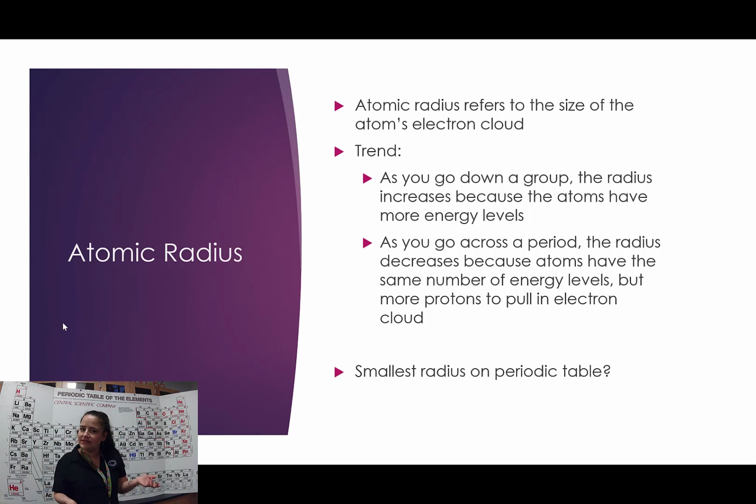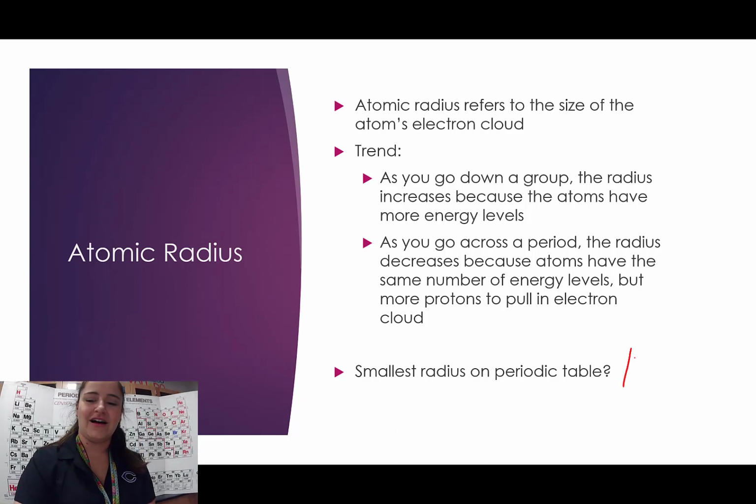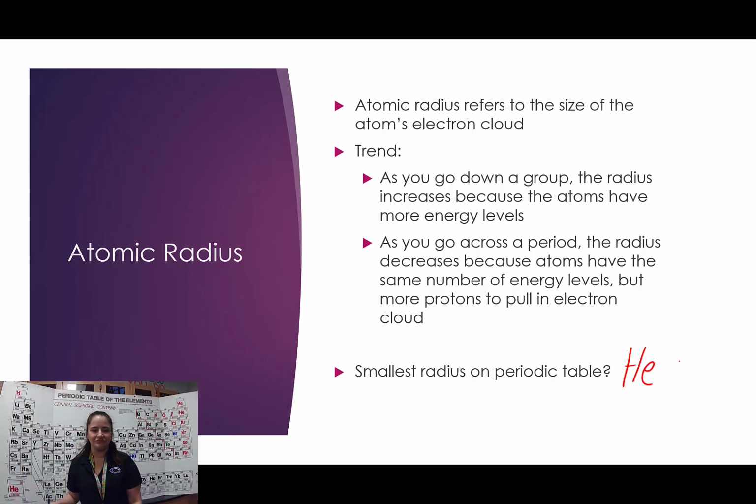Who has the smallest radius on the periodic table? Well, it's either going to be hydrogen or helium because they both only have 1 energy level. But hydrogen only has 1 proton to pull in that energy level. Even though helium's 2 electrons are going to repel each other a little bit, that's still not going to make it bigger than hydrogen. Helium has 2 protons to pull in that layer of electrons. So helium is the smallest element on the periodic table. Okay, so up in that corner.